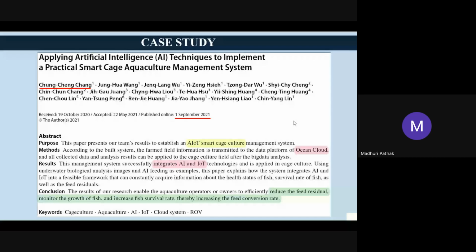So they have integrated artificial intelligence and Internet of Things technology and applied it to the cage culture. The conclusion from this study is that they could reduce the feed residues, monitor the growth of the fish, and increase the fish survival rate, thereby increasing the feed conversion rate.